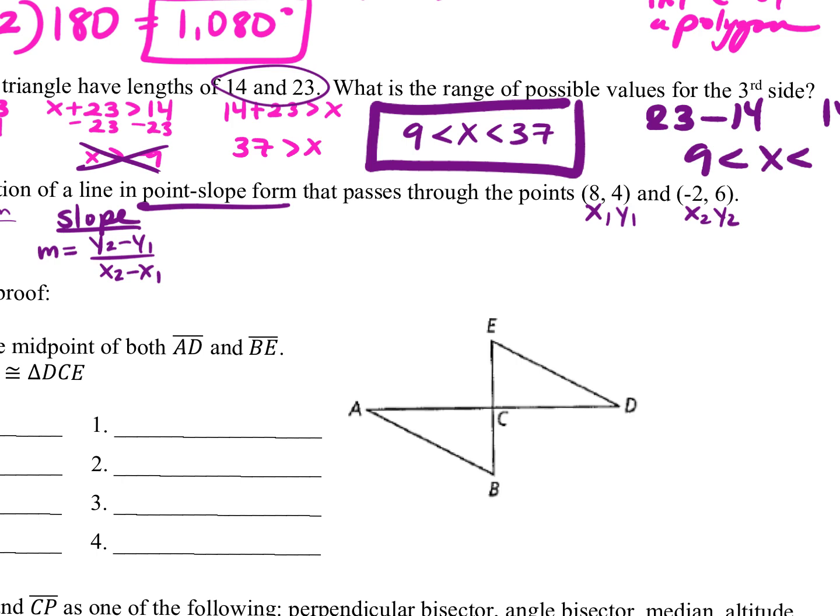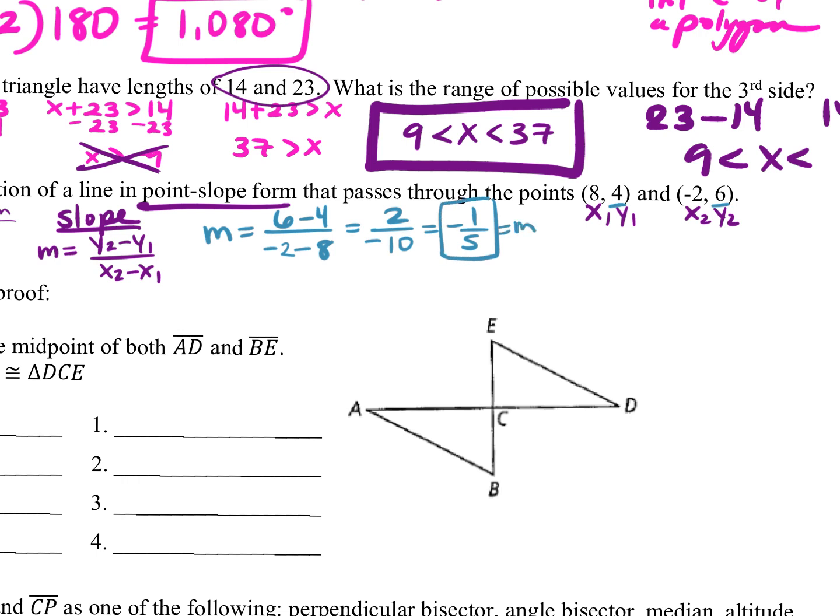Okay, so we're going to set this up. Find the slope first. So m equals y2 minus y1. So 6 minus 4 over x2, negative 2, minus x1, which is 8. So 6 minus 4 is 2. Negative 2 minus 8 is a negative 10. So we get a negative 1/5. Okay, that's your m, that's your slope.